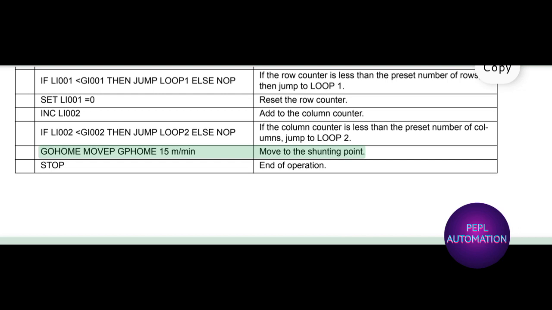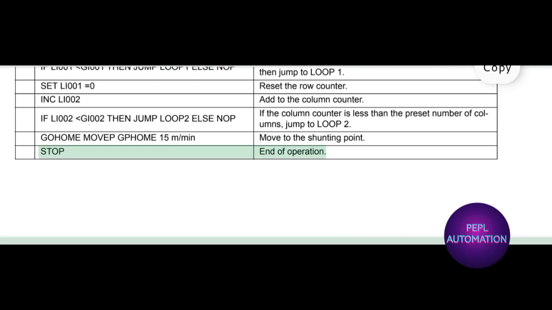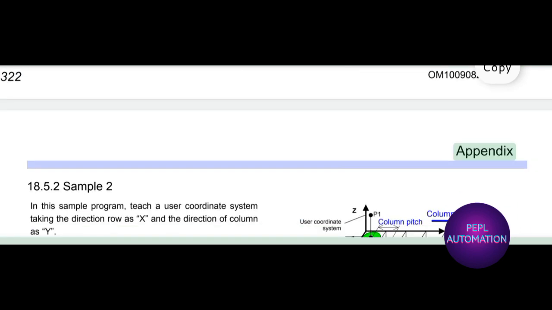GOHOME MOVEP GPHOME 15 meters per minute. Move to the shunting point. Stop. End of operation.